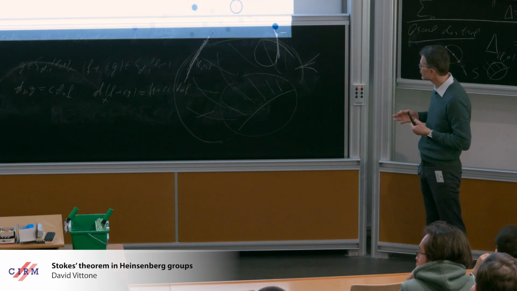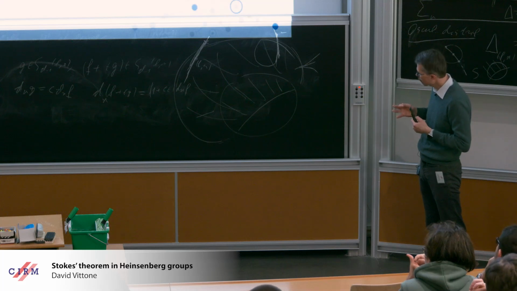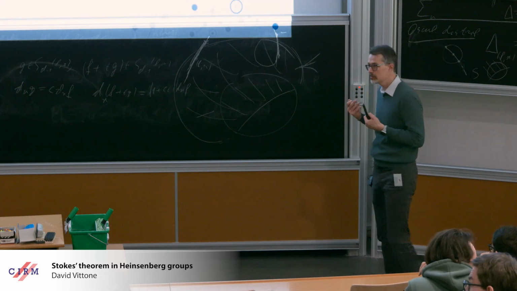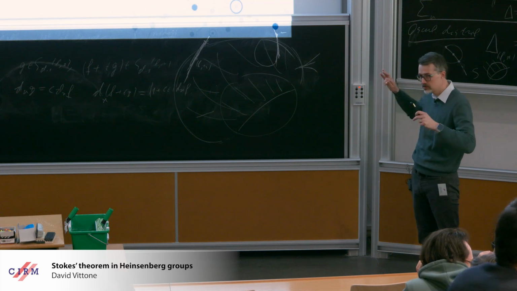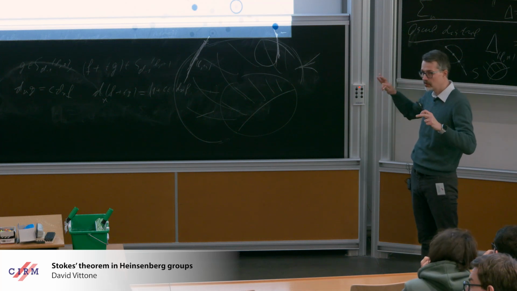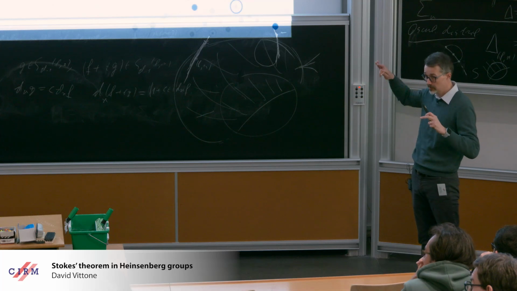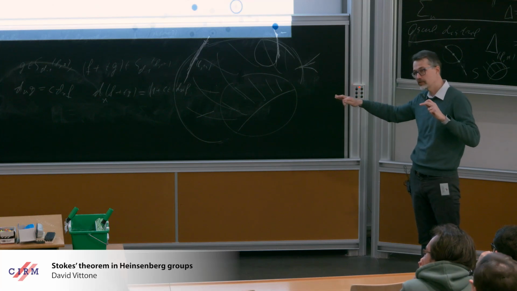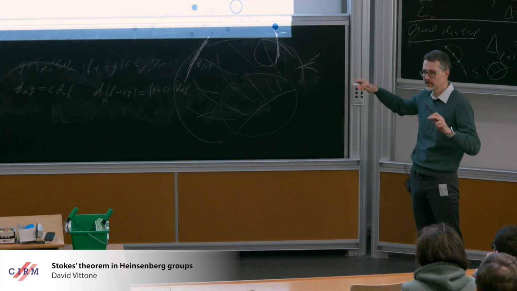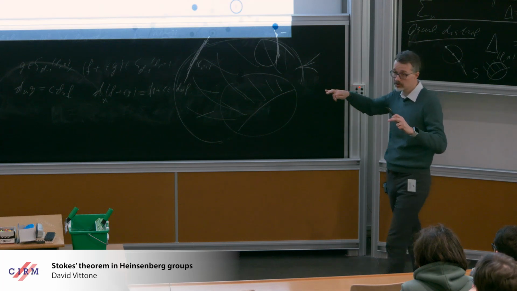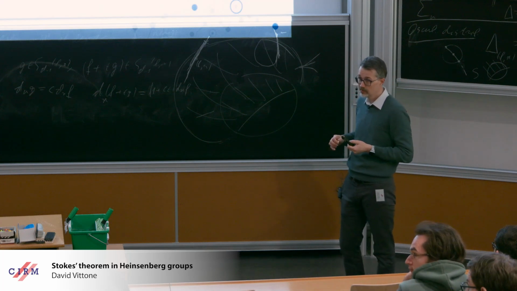What I forgot to say is that one of the reasons, apart from the result itself, in my opinion, this tells us that these two theories are consistent and they are the correct theories. The theory of Rumin's forms and Franchi, Serapioni, Serra Cassano submanifolds are consistent and they are the correct objects to consider in the picture.